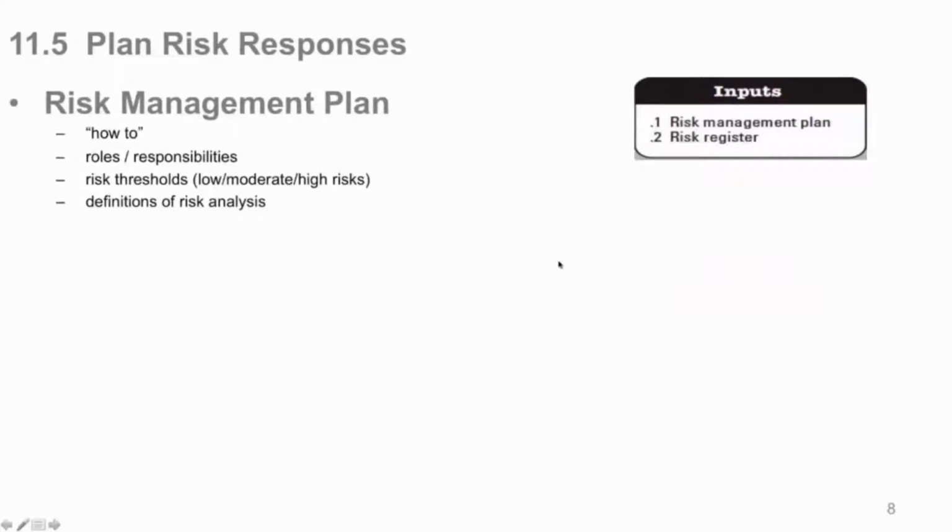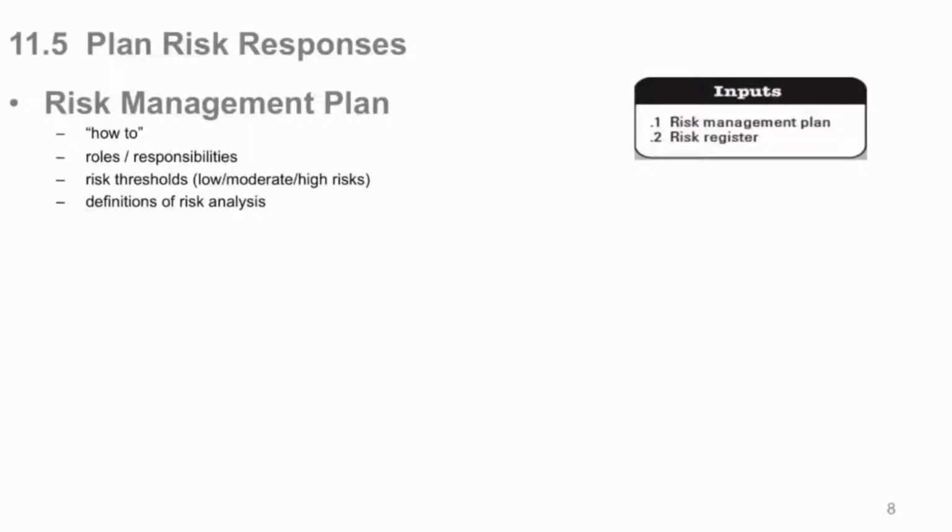So the risk management plan comes in. It's our how-to. It again shows roles and responsibilities, who does what in the risk environment on your project. It can indicate risk thresholds. Remember the box of the thresholds, low, medium, high, that scenario, so that you can apply it when you do other things. Definitions of risk analysis. They can define all these things that are appropriate for your project.